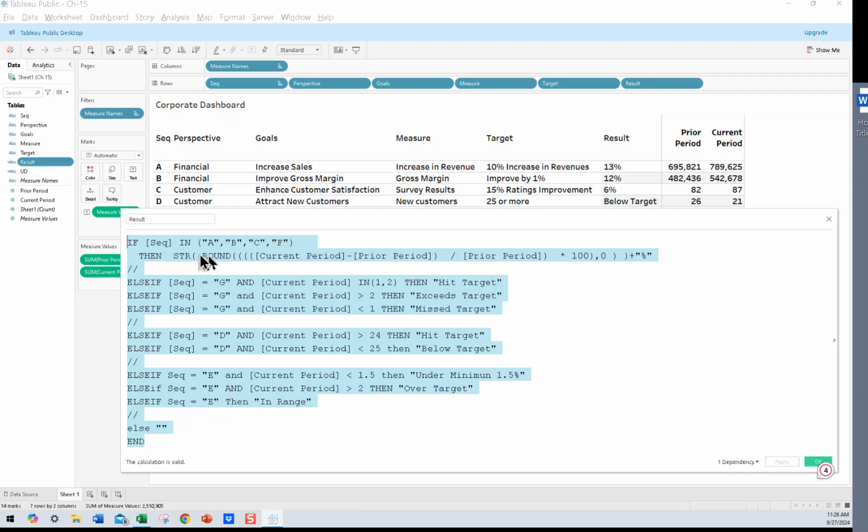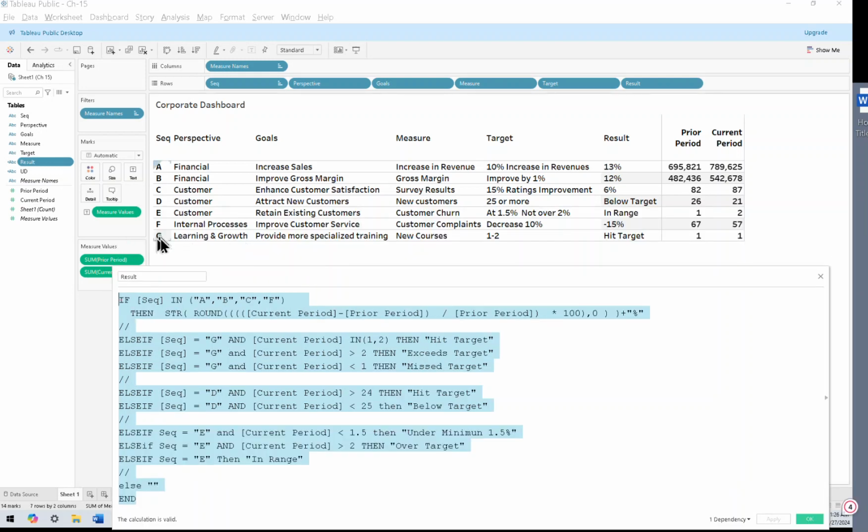If it's not A, B, C, E, then is it a G? And if it's a G, the current period is in 1 or 2, meaning go down to G, it's in a 1 or 2, well, it's in a 1. If it's in a 1, we hit our target. That's why it says hit target here. If it was greater than 2, we exceeded our target. If it's less than 1, we missed our target.